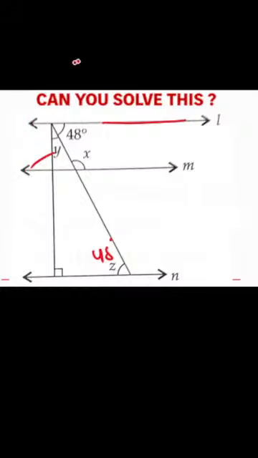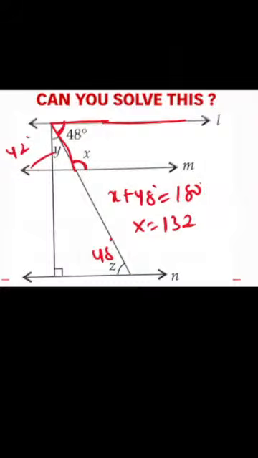Now we have solved for this y, we have solved for this z. What about x? Now see, if I'm going to consider this much portion only, this 48 and this x are going to be supplementary because they are co-interior angles, or we can say consecutive interior angles. So using this you can solve for x. X is going to be 132 degrees. I hope it is clear to everyone.